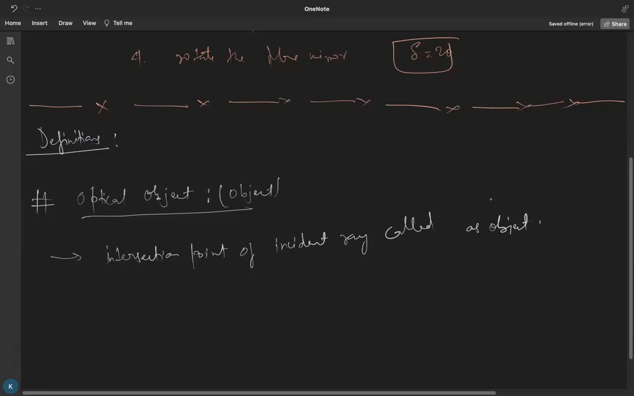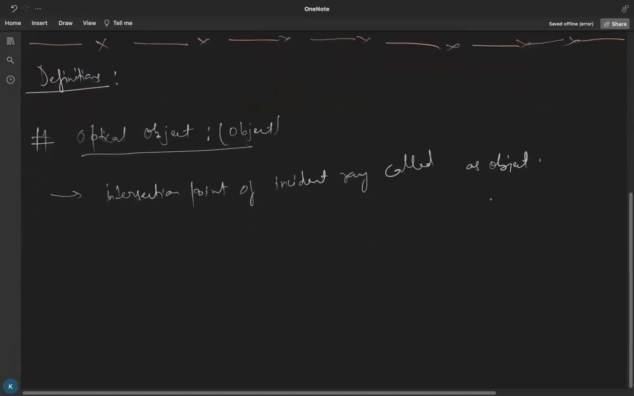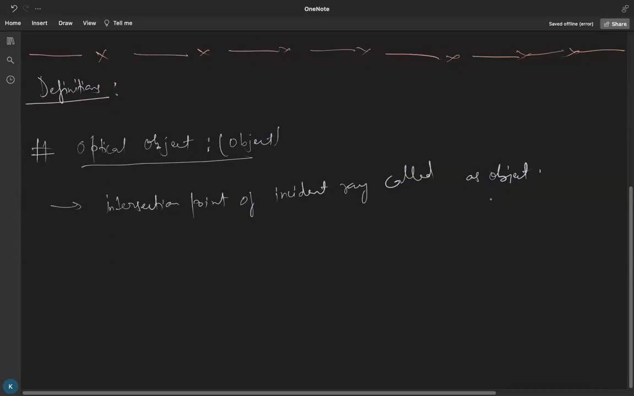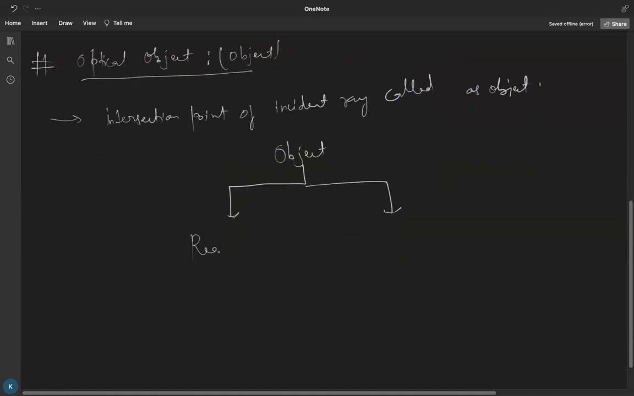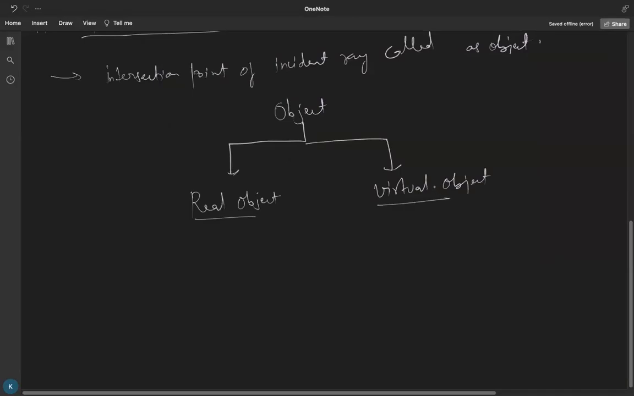Now, the intersection will be either a real intersection or a virtual intersection. On the basis of these two kinds of intersection, we have two kinds of object. The first one is a real object and the second one is a virtual object, right? So what is a real object and what is a virtual object? Let's define it here.